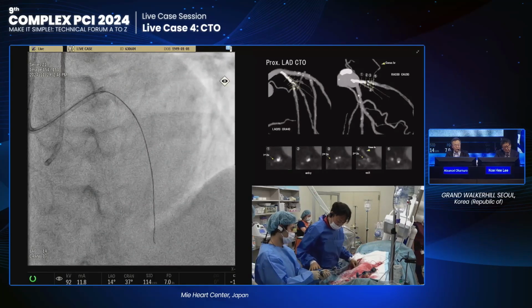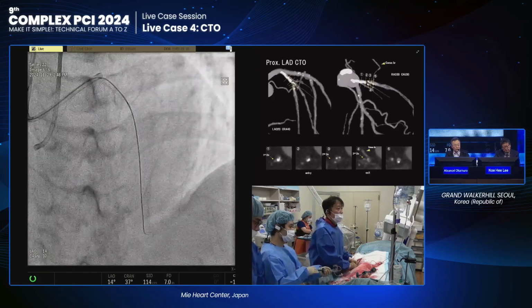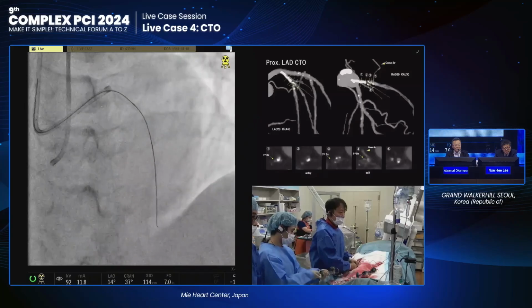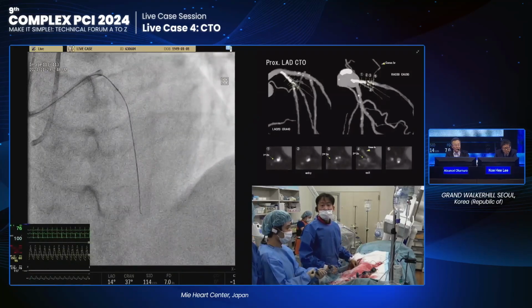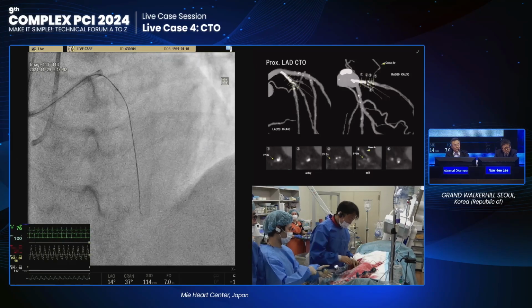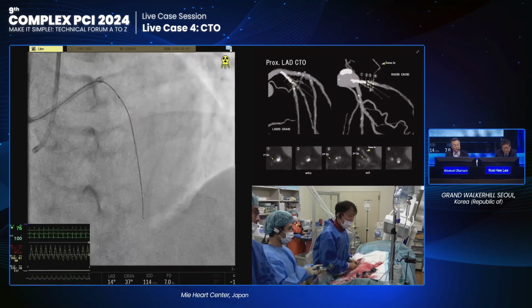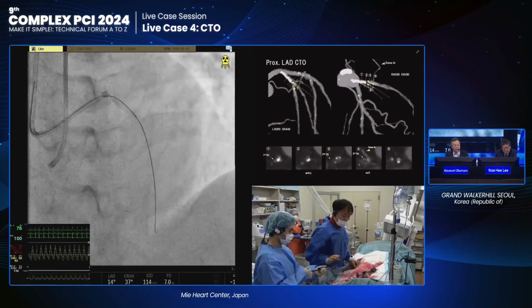So 15, you use 15? 15. Which brand did you use for this balloon? This is a Sauza from Nipro. Sauza is a very nice balloon. Nowadays it is available in Japan. Okay, again, 15.